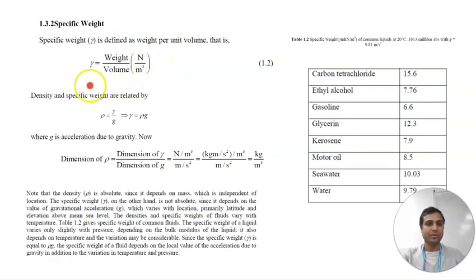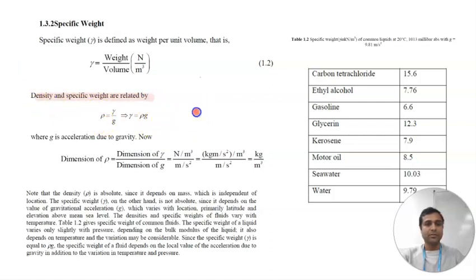Okay. Then we have a term called specific weight, represented by the symbol gamma. Specific weight is weight in newtons over volume. The unit for that is newtons per meter cubed. Now there is a relationship between the density and the specific weight. We will have a look at that one.